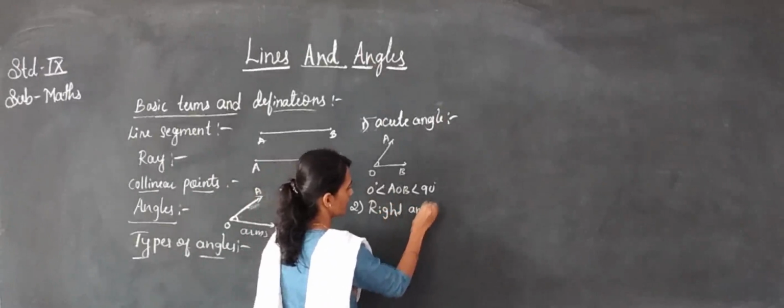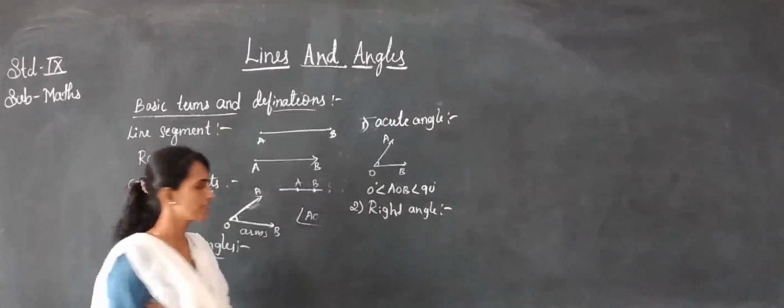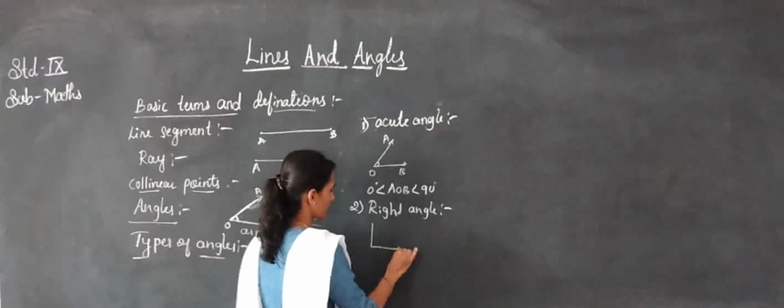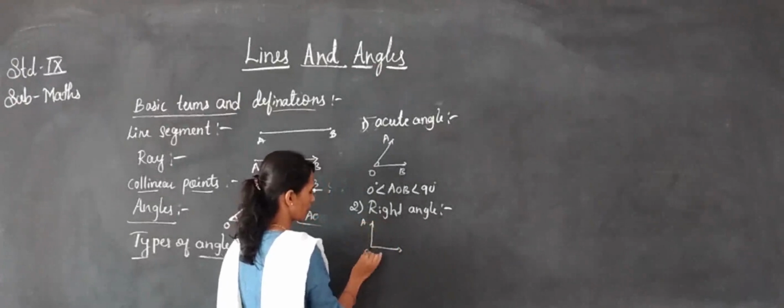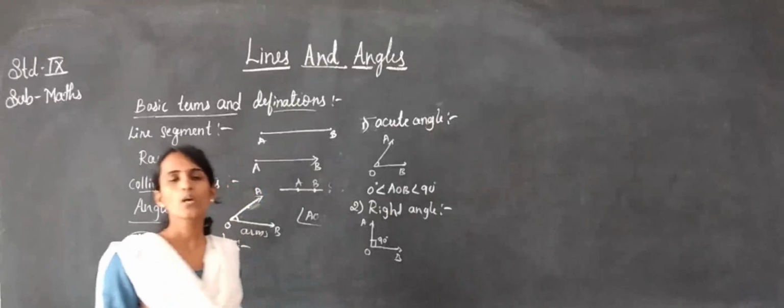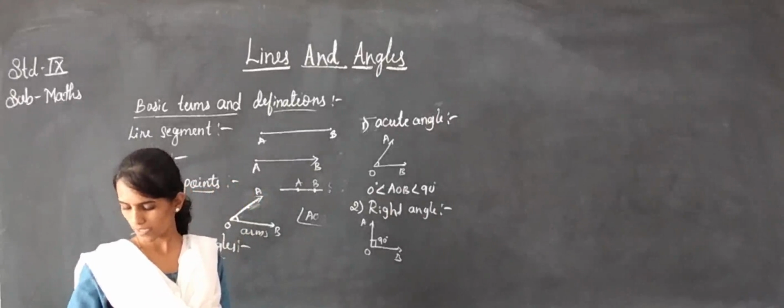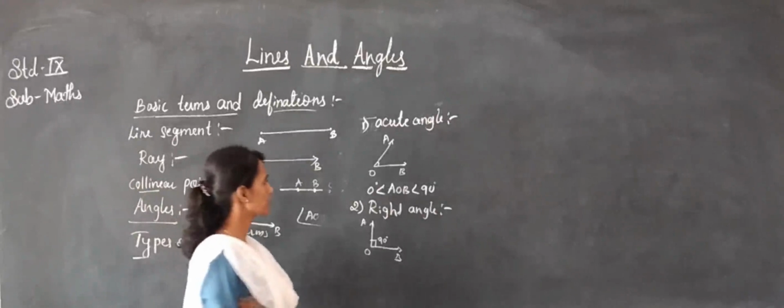So next one will be the right angle. What is the right angle? The angle which measures exactly 90 degrees, that we call a right angle. If here you are considering AOB, this angle has to measure exactly 90 degrees. That angle we call a right angle. Already you know the basic definitions, but still I am explaining.